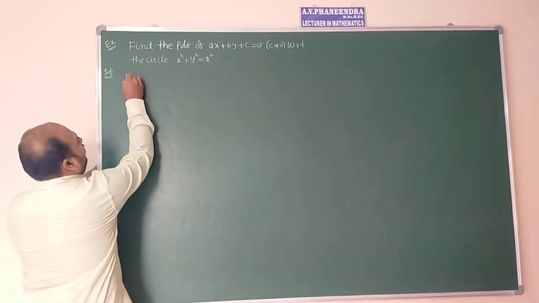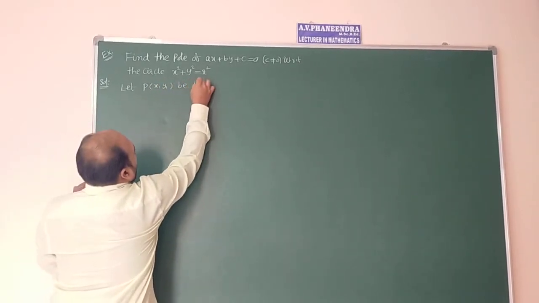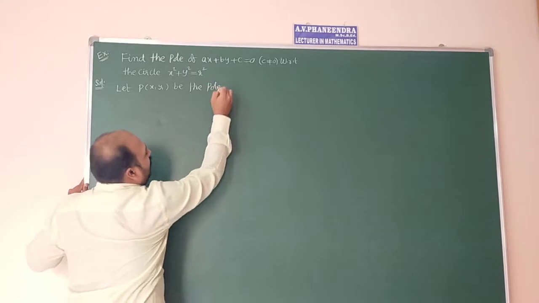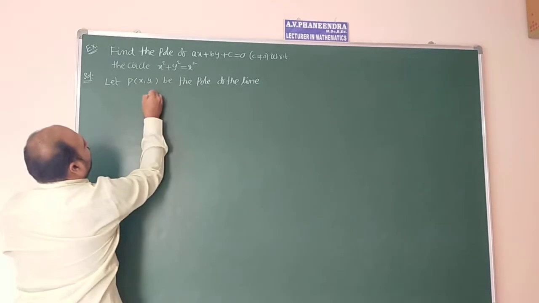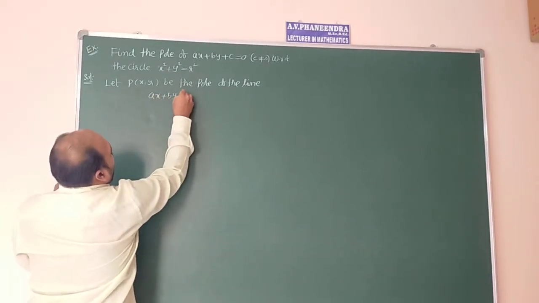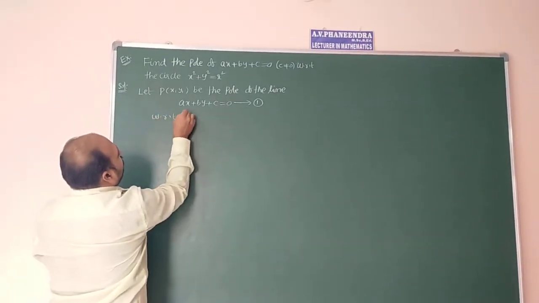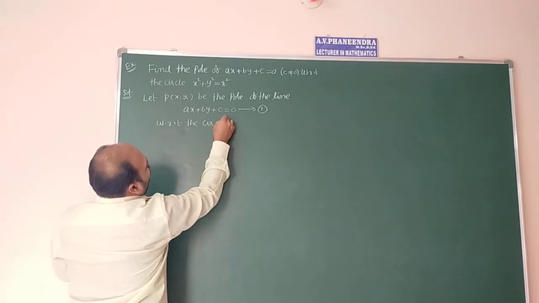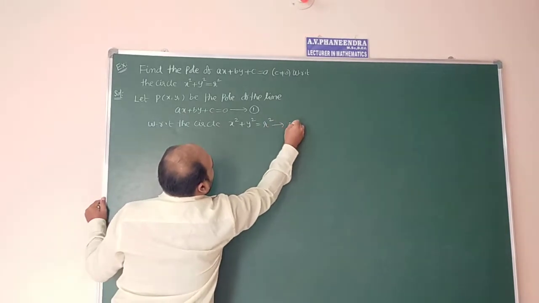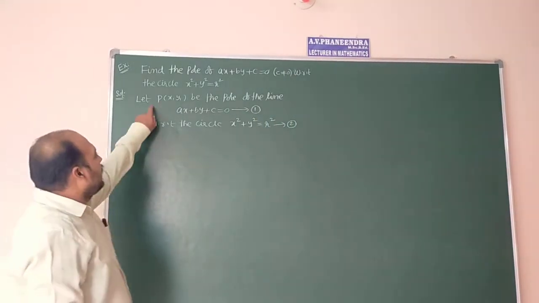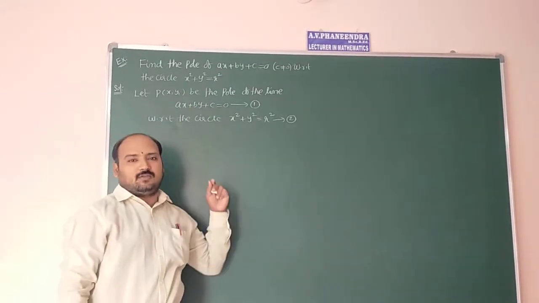See, first let P of x1 comma y1 be the pole of the line ax plus by plus c equal to 0, equation 1, with respect to the circle x square plus y square is equal to r square, equation number 2. So let P of x1 comma y1 be the pole of this given line with respect to the given circle.